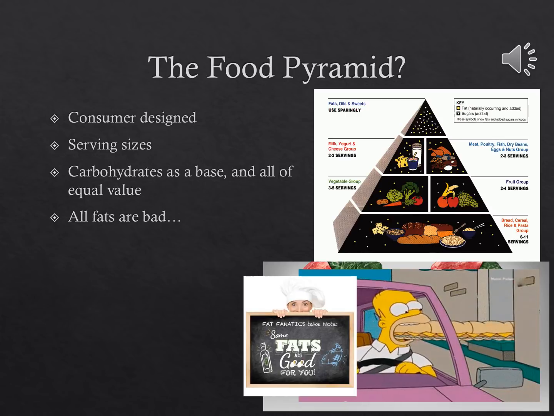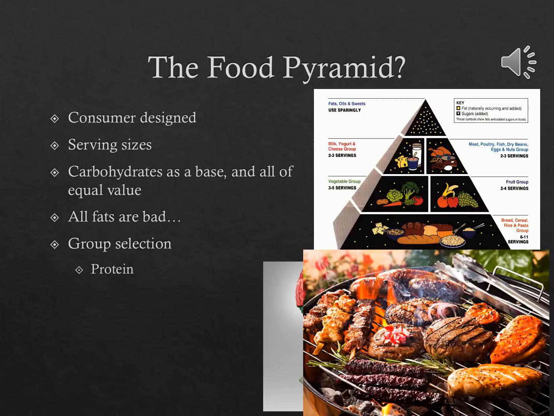Now, let's go to the other end of the pyramid: fats. All fats are bad. Use sparingly, it says. But what? Only certain fats are actually bad for you: saturated and trans fats. Others, monounsaturated and polyunsaturated, provide many benefits to your body, including your heart, and are essential to keep your body alive and functioning. Next, group selection is misleading in this food pyramid.